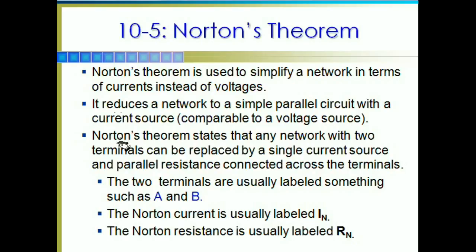Norton's theorem states that any network with two terminals can be replaced by a single current source and a parallel resistance connected across the terminals. And of course, those two terminals are usually labeled something such as A and B. That's where your load used to be. The Norton current is usually labeled as the Norton equivalent current, or Norton equivalent resistance.